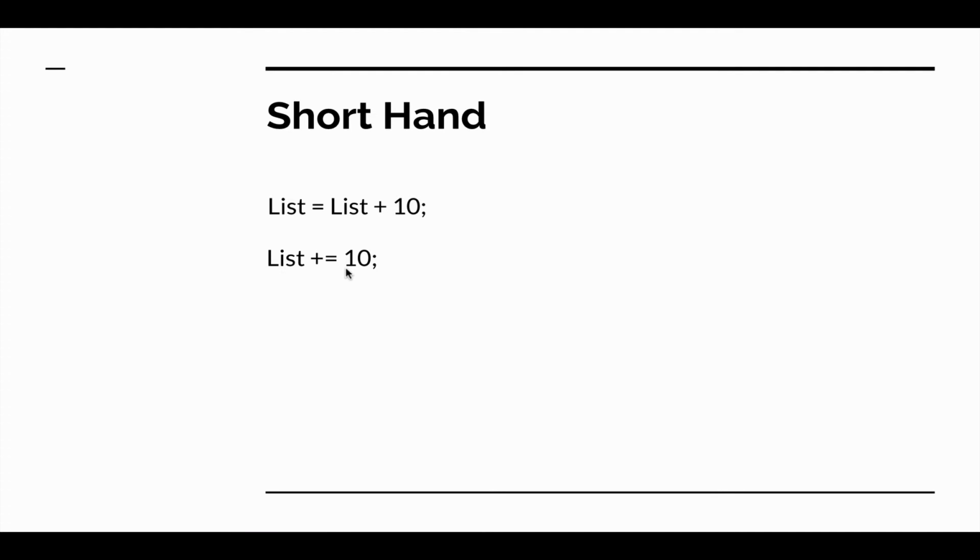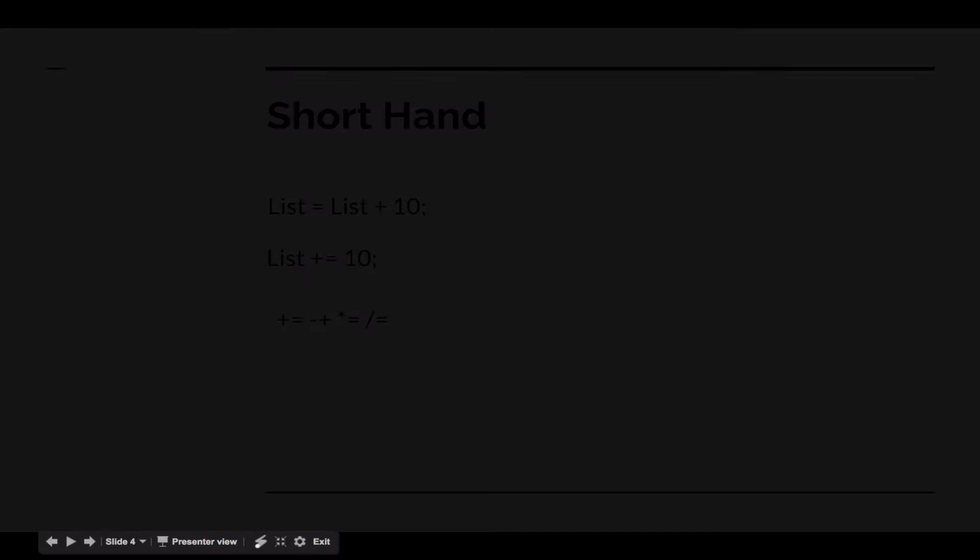Obviously we have plus equal to, and then we have minus equal to, multiply equal to, divide equal to. So we have all of these four, and you just add an equal to sign next to it and then the value you want to add to the variable.